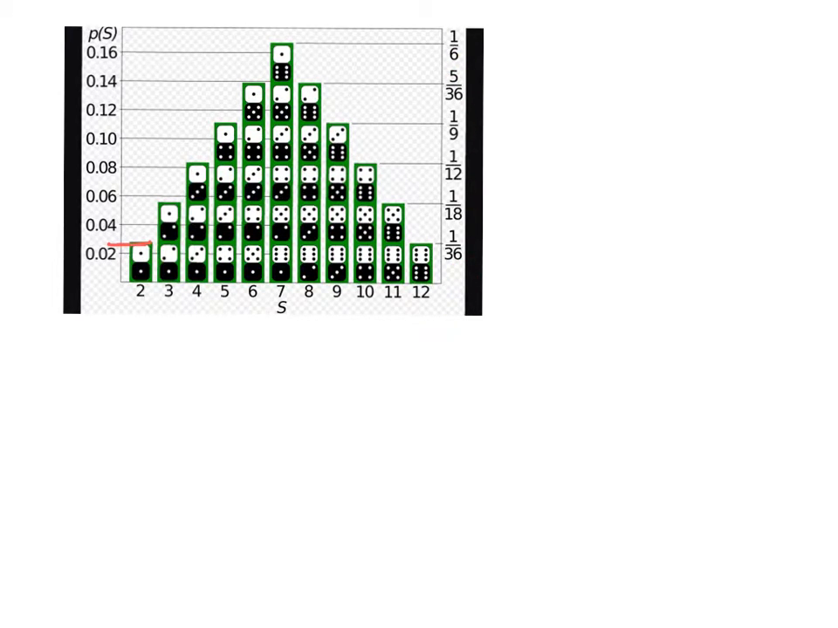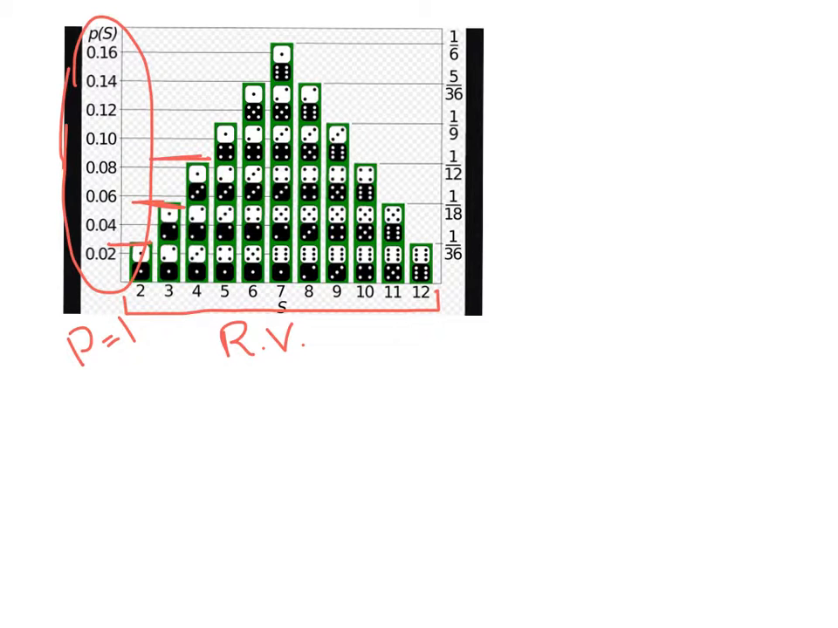So again, these down here are your x values, your values of the random variable. Along your x-axis are your random variables, or your possible outcomes. Along your y-axis are your probabilities. And if I were to add up each bar's respective probability, my probability should add up to a total of 1.